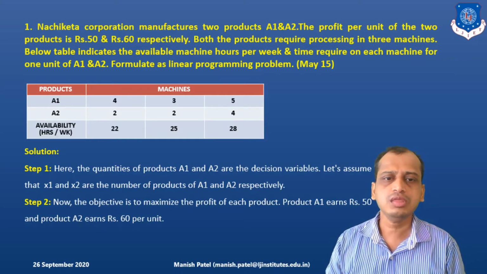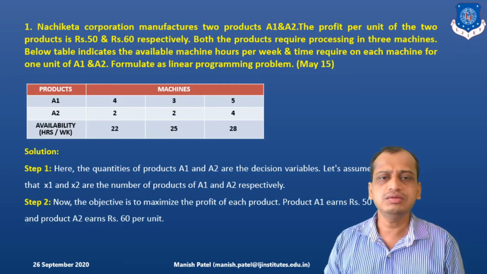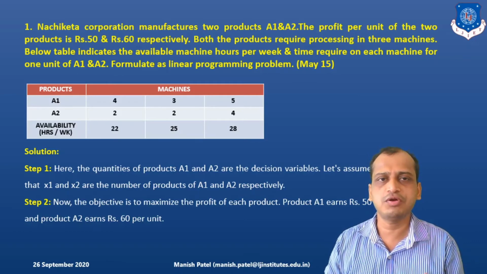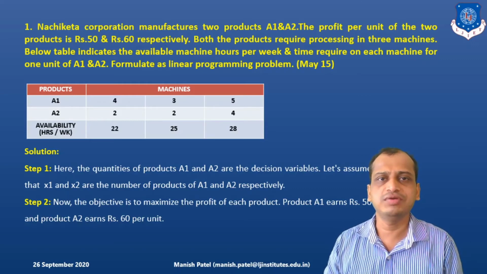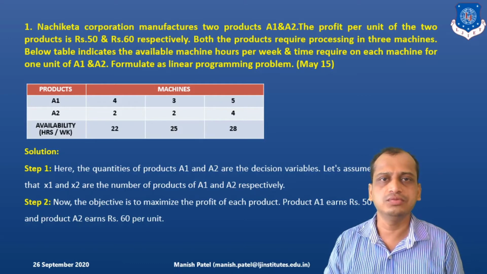Clear? Now let's look into the objective function. Step 2. We have to maximize the profit, right? The profit from A1 is 50 rupees, so 50 into A1 plus 16 into A2, which is the profit from A2. So we have got the objective function as well. Now we will look into the constraints.